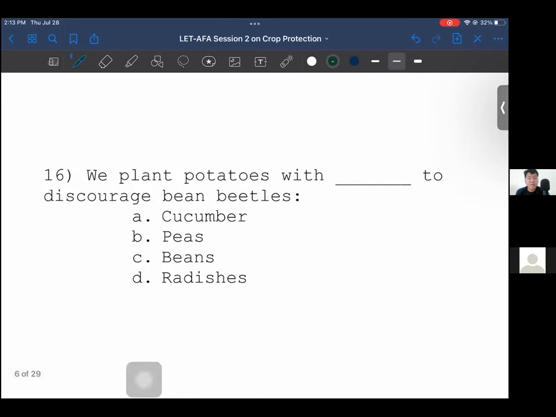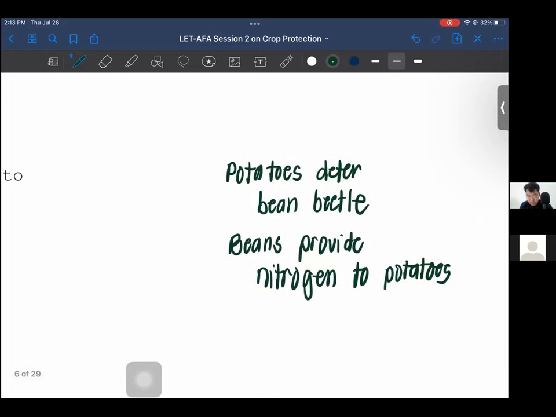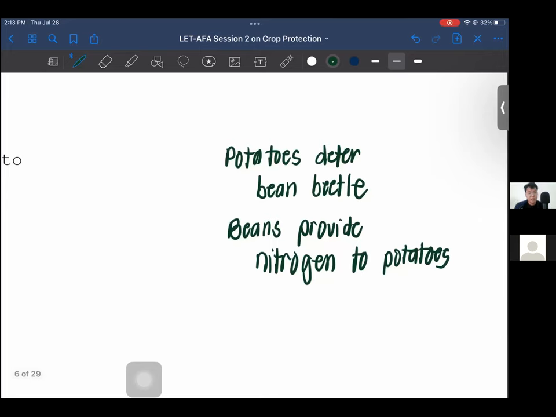We plant potatoes with blank to discourage bean beetles. So A, cucumber, letter B, peas, letter C, beans, or letter D, radishes. So yes, the correct answer is letter C, which is beans. Actually, obvious as a question, pero here is the principle behind it. Ayan. Potatoes deter bean beetle.